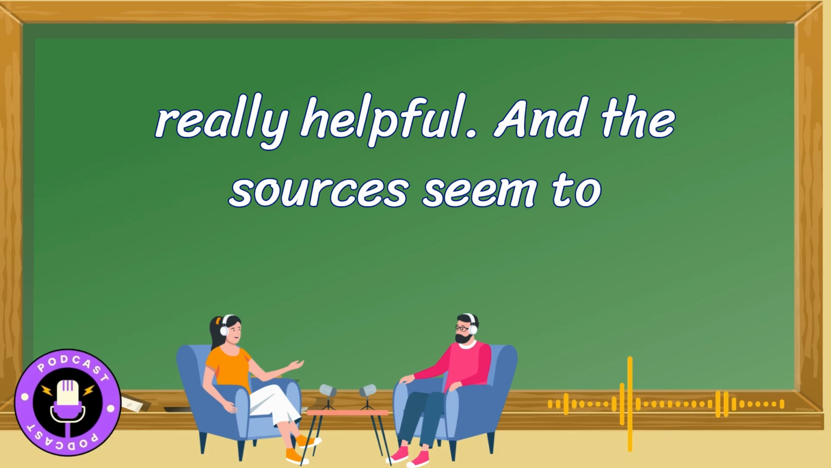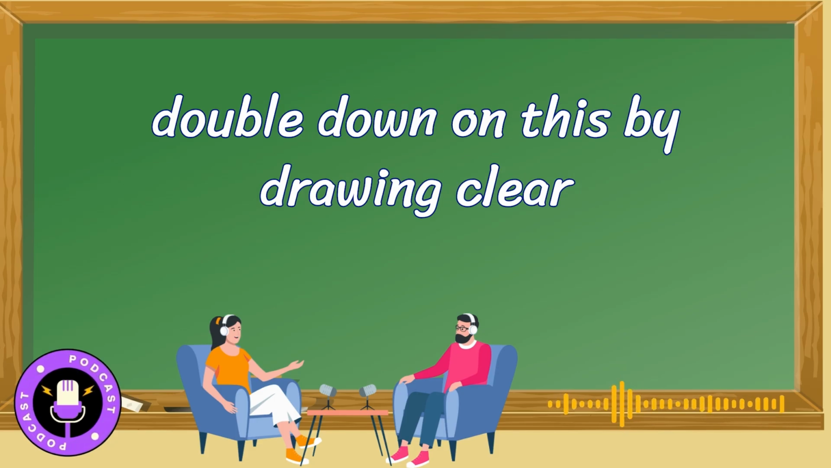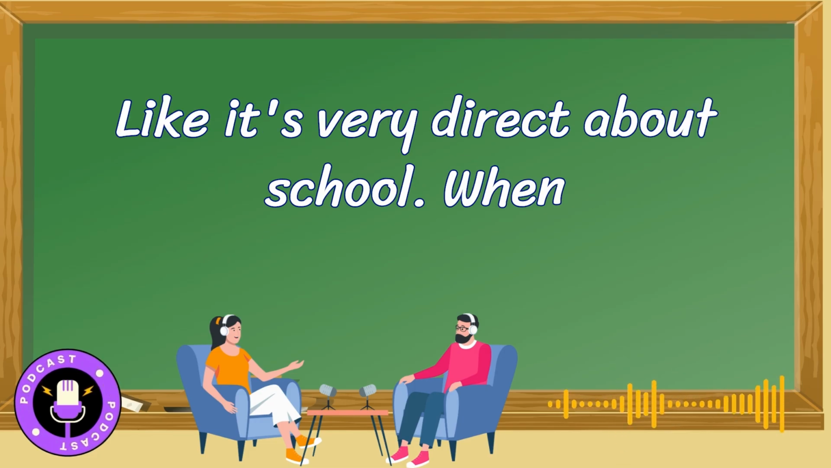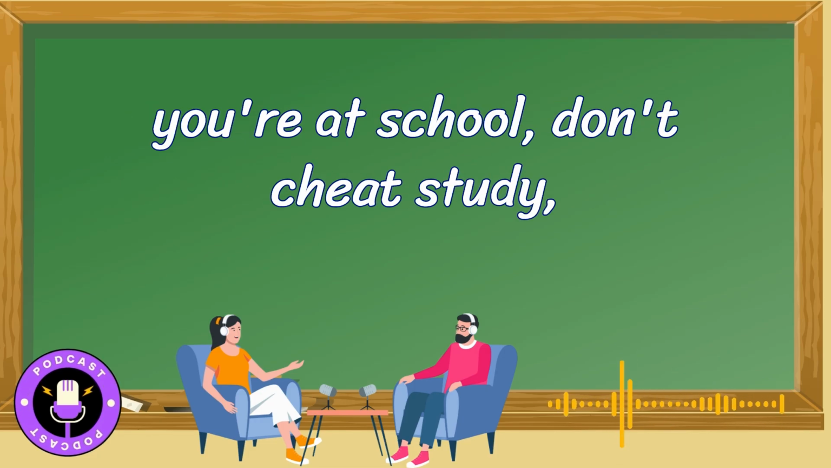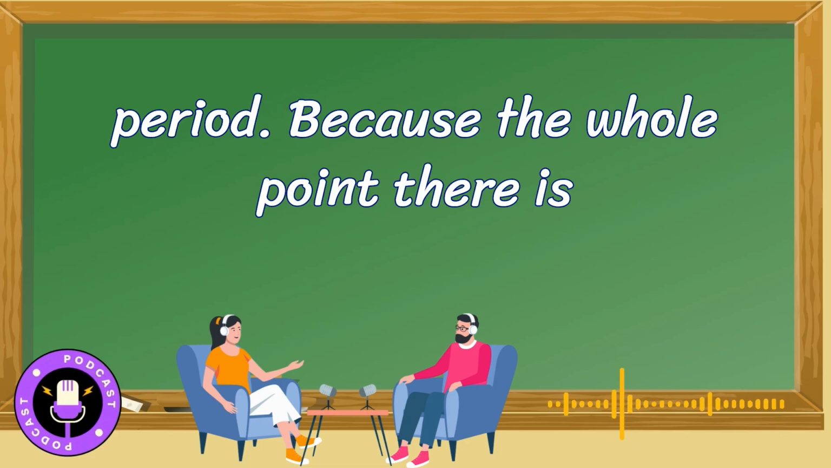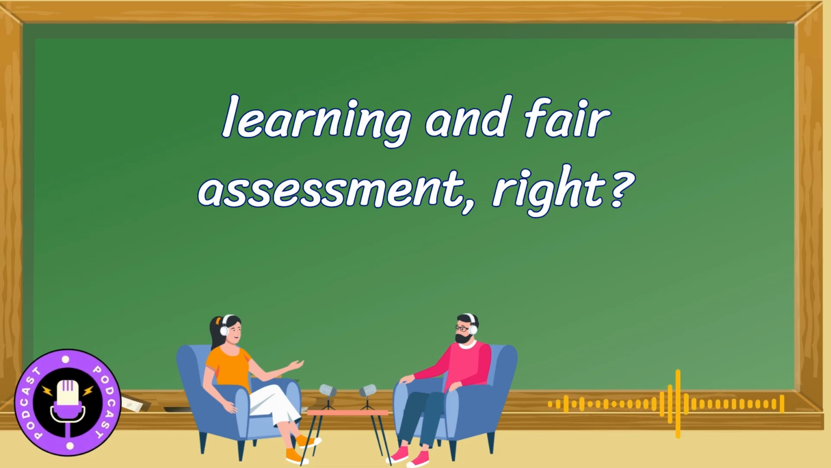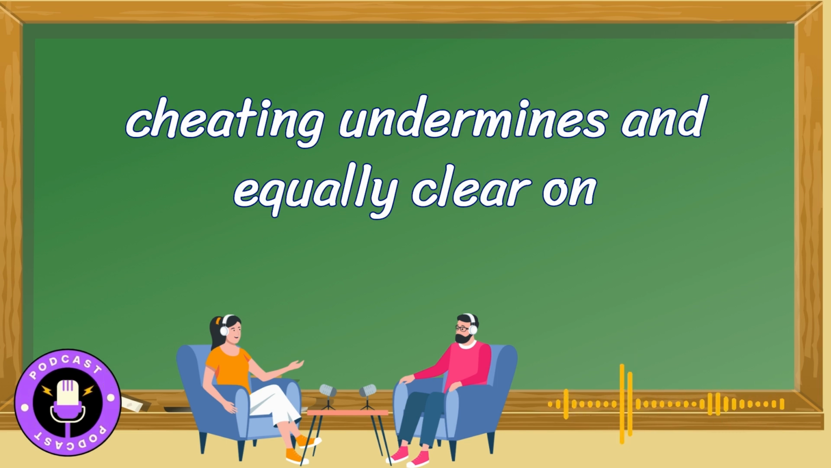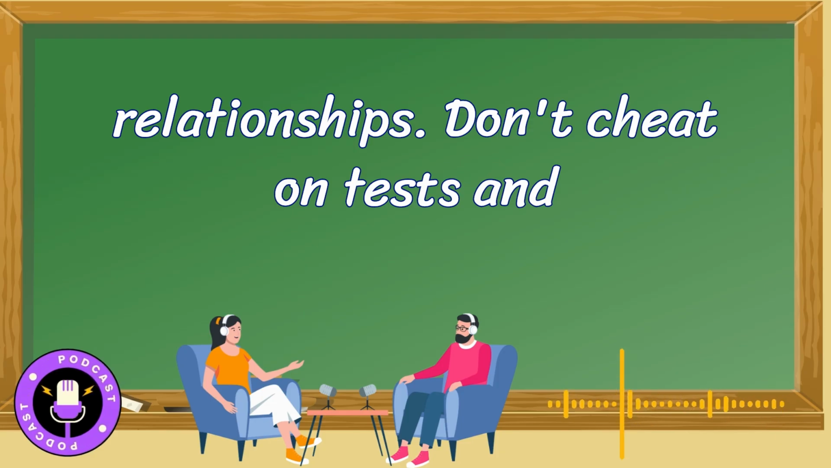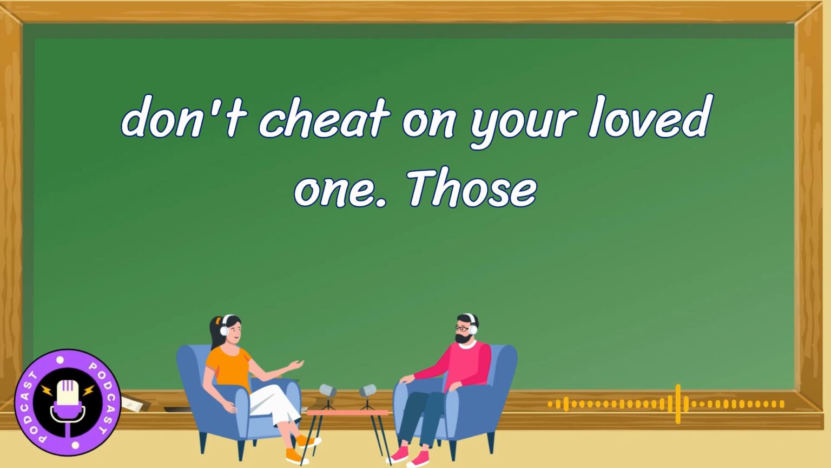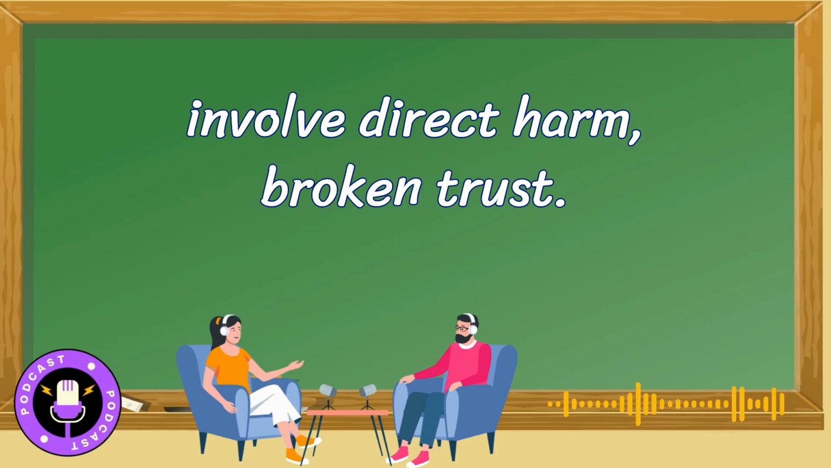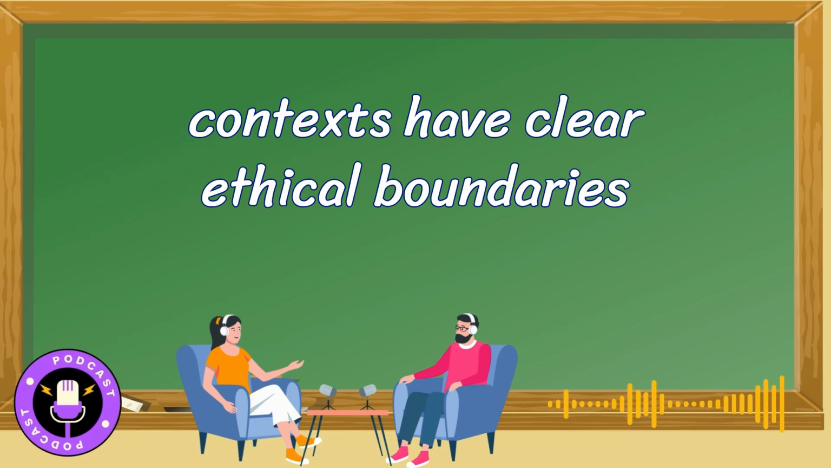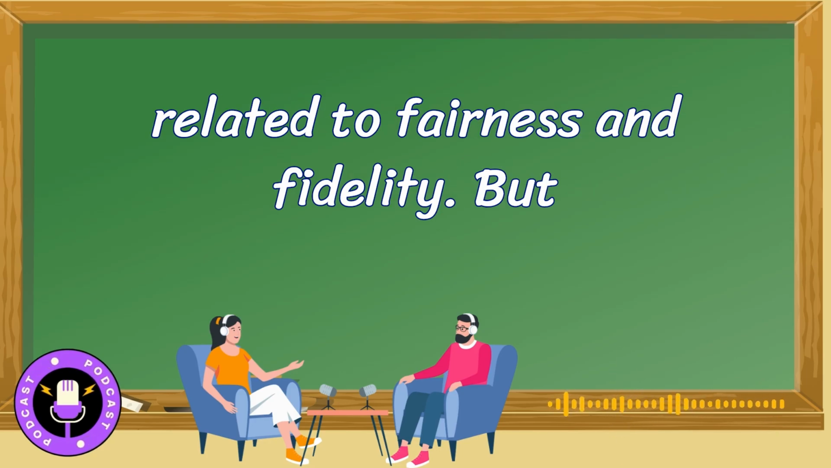That's really helpful, and the sources seem to double down on this by drawing clear lines for specific situations. They do. It's very direct about school. When you're at school, don't cheat, study, period. Because the whole point there is learning and fair assessment. Right. Education has a specific purpose that cheating undermines. And equally clear on relationships: don't cheat on tests and don't cheat on your loved one. Those involve direct harm, broken trust, non-negotiable. Absolutely. Those contexts have clear ethical boundaries related to fairness and fidelity.